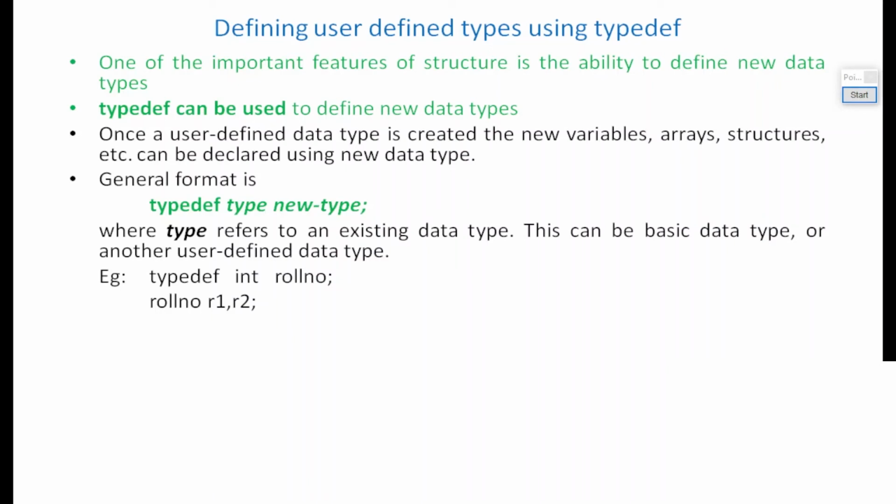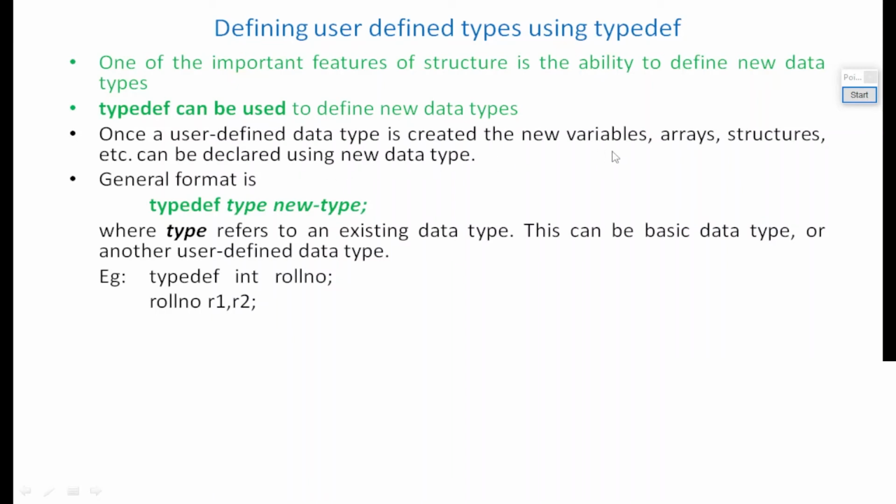Now you want to create a user defined data type. To be frank, you are not actually creating a new data type, but you are giving a new name. So remember, using Typedef you don't create a new data type, but you give a new name to the data type. In books it is given as creation of new data types, but it's not correct. We'll discuss that. So Typedef can be used to define new data types.